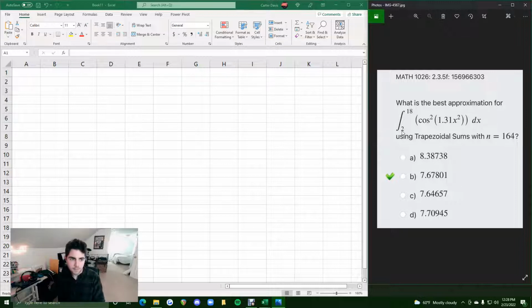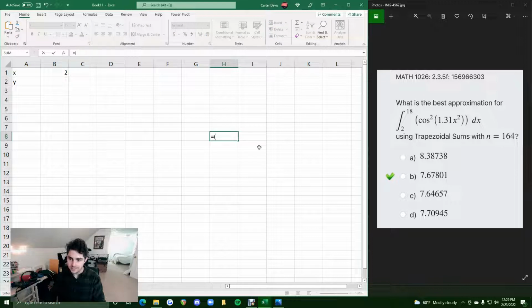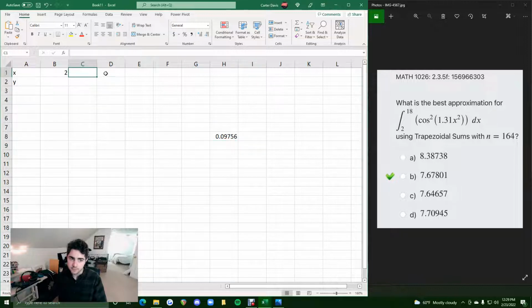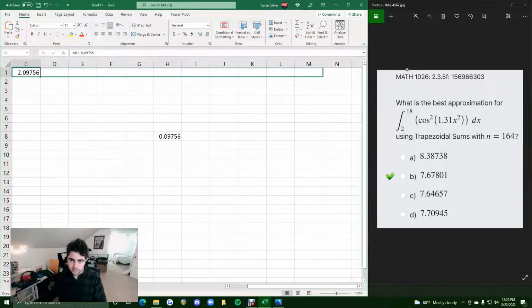Starting with x and y. X value starting at 2 from here. And we're splitting up from 2 to 18 into 164 subintervals. So we'll do equals, in parentheses, 18 minus 2, so 16, divided by 164. This is giving us the width of each trapezoid. And we can just use that directly to find all the x values. So we'll do equals this plus 0.09756. And we can just click and drag this through until we're at 18.